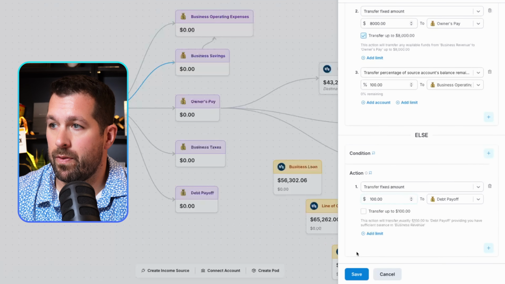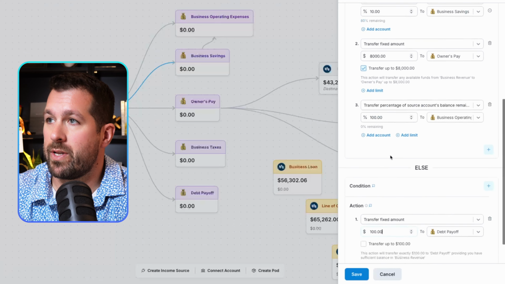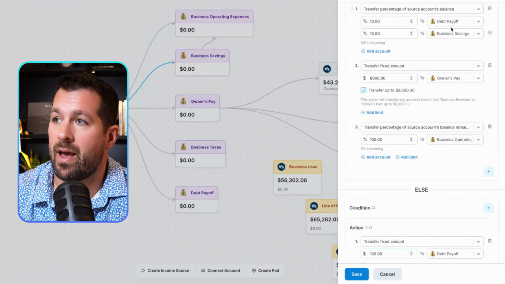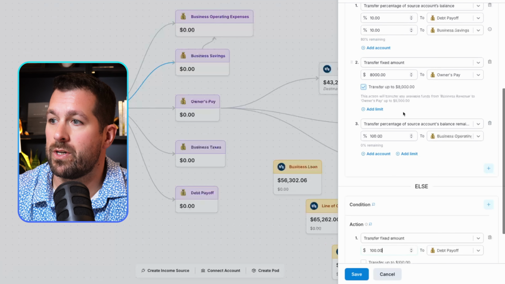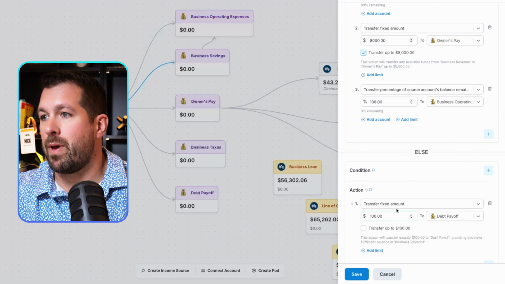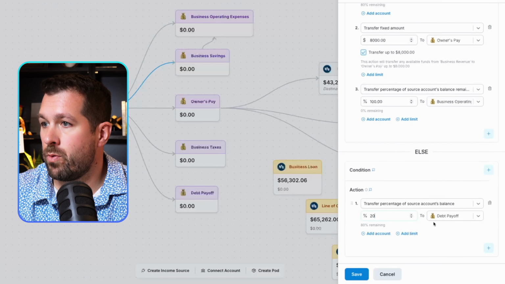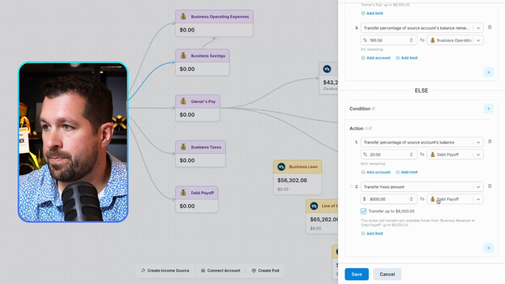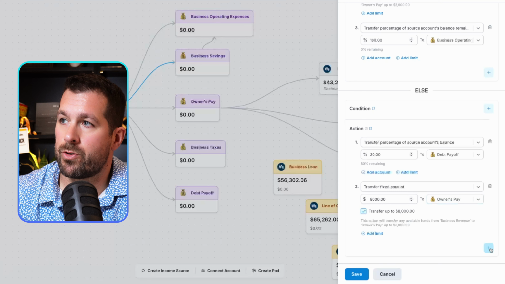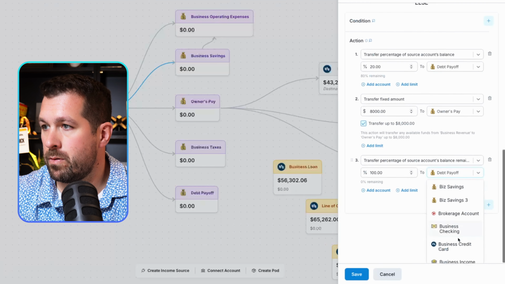Now, we just simply click in the else piece, which allows us to say, if it's over $100,000, well, what do we want to happen? Well, we pretty much want the same set of things to happen. In this situation, though, instead of the 10% going to business savings, we're going to add it to our debt payoff so we can continue to accelerate that debt payoff. So we're going to transfer a fixed amount of 20% to our debt payoff. We're going to add another rule where the $8,000 goes to the owner's pay. And lastly, we're going to transfer 100% of the remainder into our operating account.